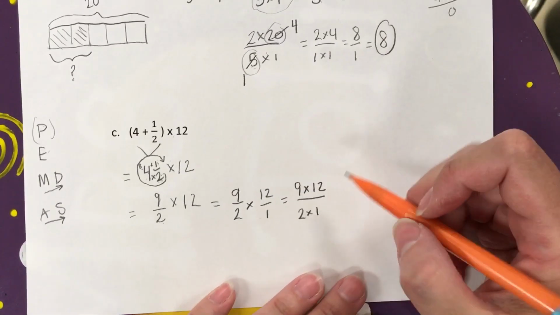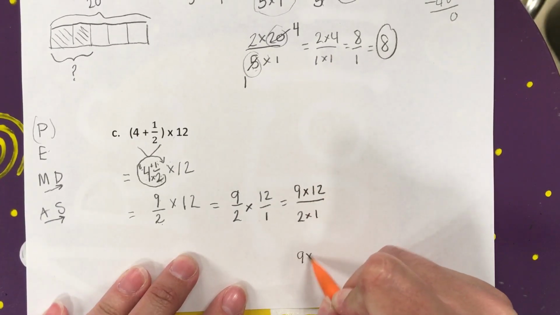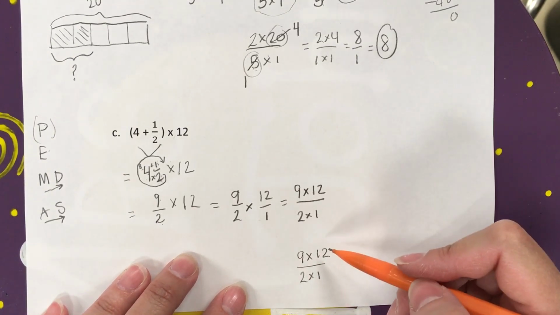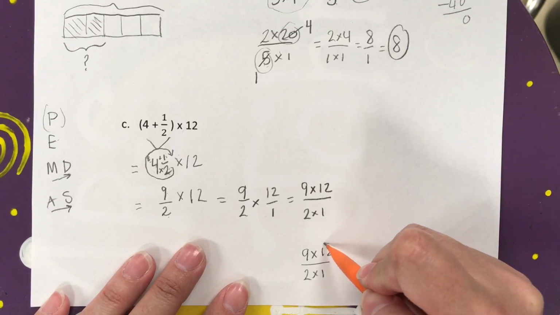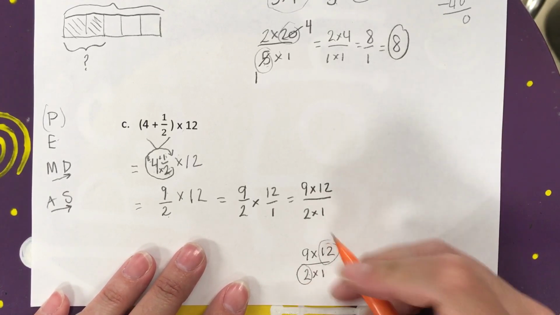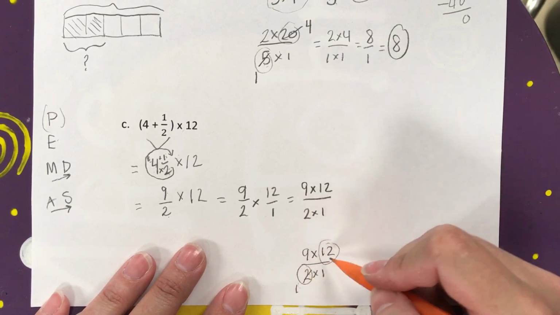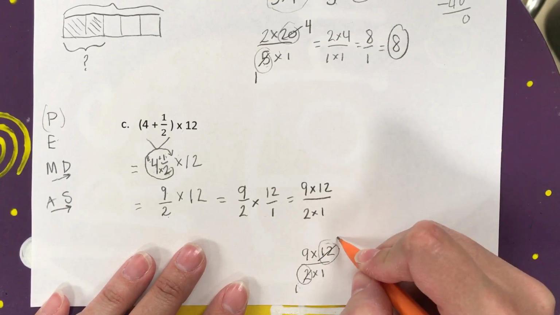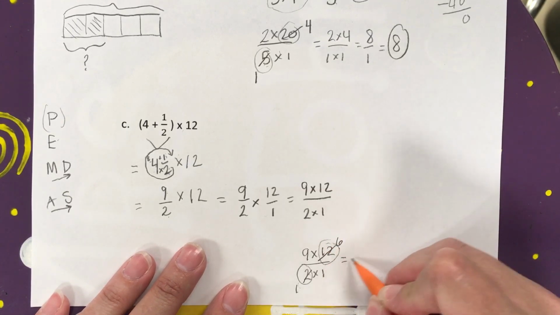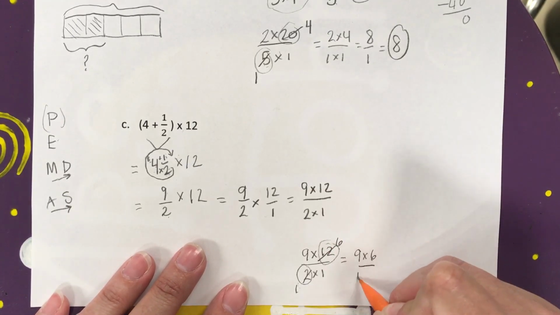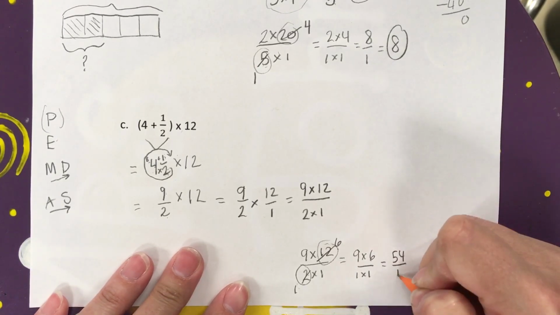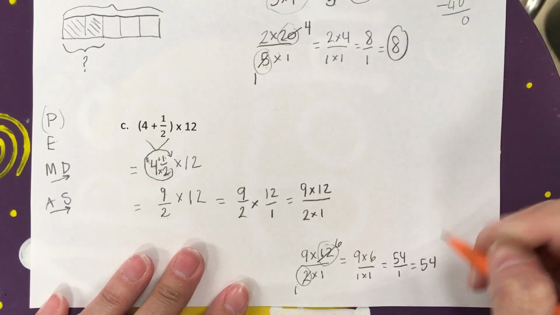All right. Now, right here, I'm going to drop down, and I'm going to show you the common factor method for this step. Okay, I know that 2 and 12 have a common factor. I can do 2 divided by 2. That'll give me 1. 12 divided by 2 gives me 6, because 6 times 2 is 12. Now this becomes 9 times 6 over 1 times 1. 9 times 6 is 54. 1 times 1 is 1. So I see my answer is 54.